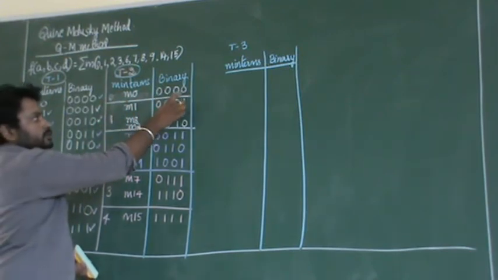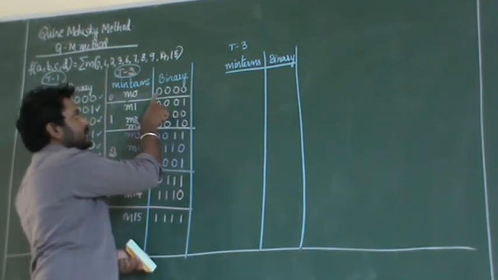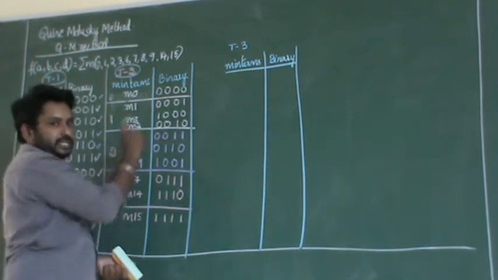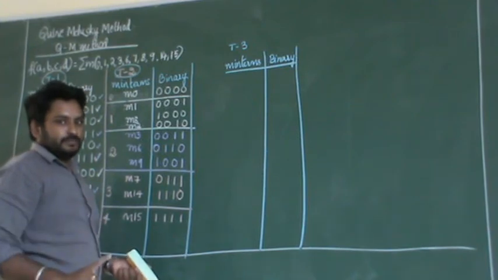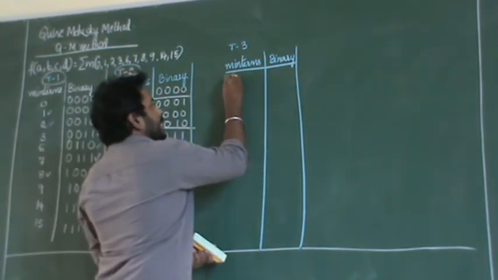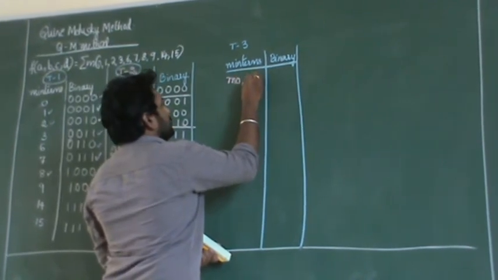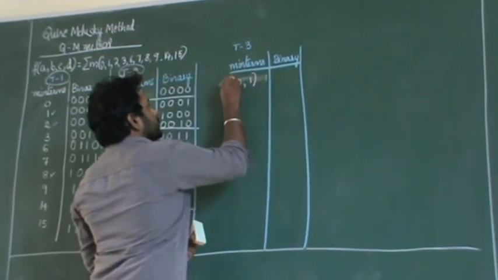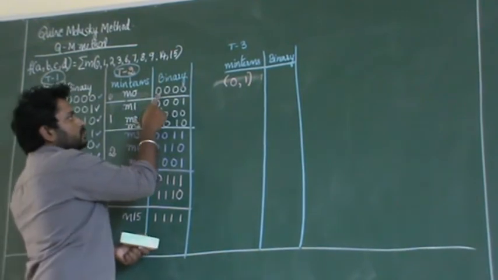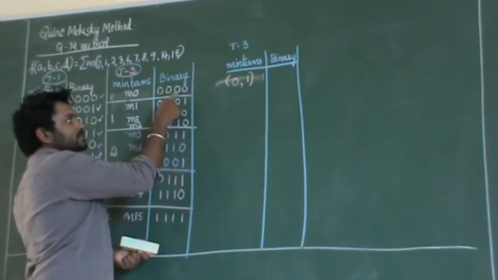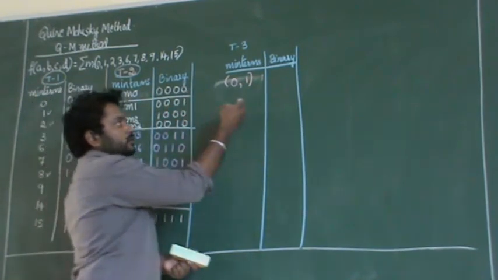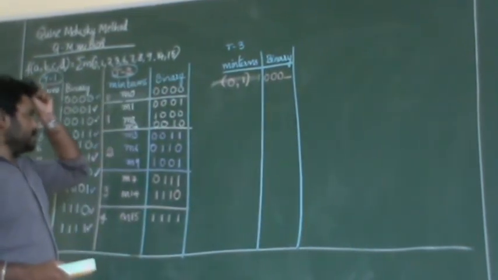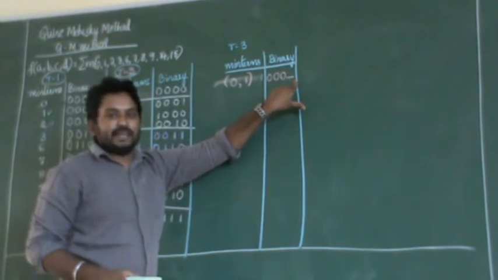So 0, 0, 0, 0 is compared with, I'll just compare M0 and M1. Whenever I am comparing M0 and M1, how many bits are getting changed? Only a single bit is getting changed. So I can consider M0, M1, or it will be very easy if I write only 0, 1. So 0, 0, 0 remains the same, and 0 is getting changed to 1. Therefore I have to write it as 0, 0, 0, dash. Since this bit position is getting changed, I have to represent it as dash.